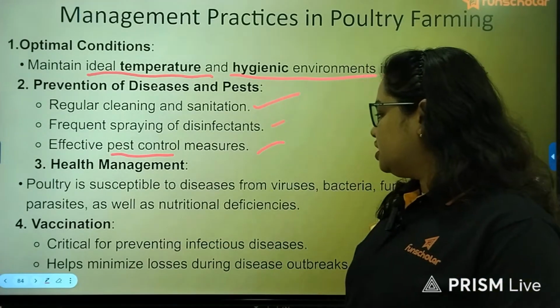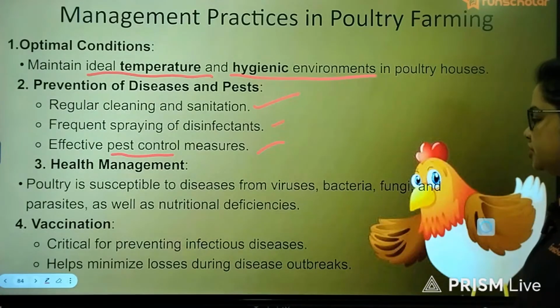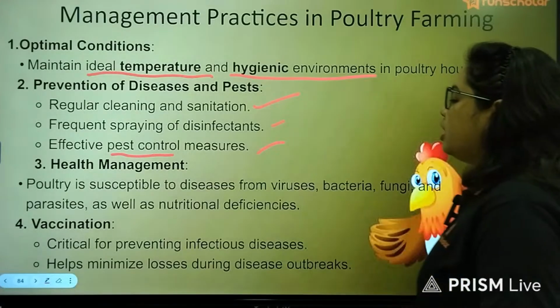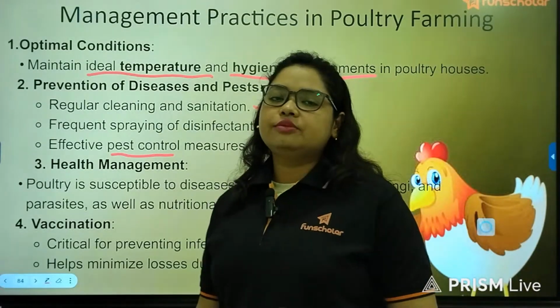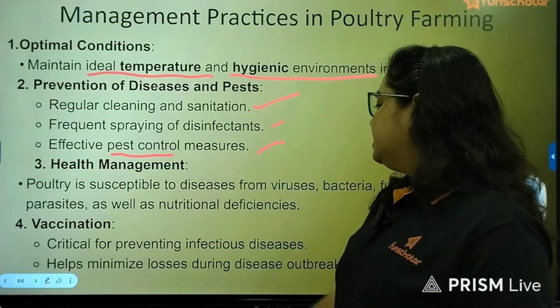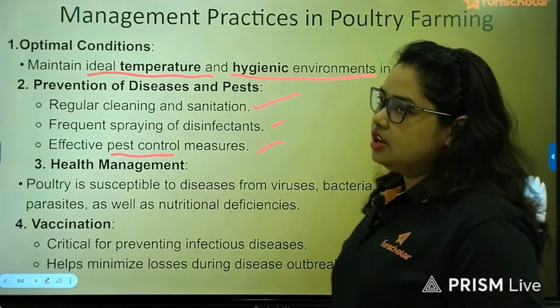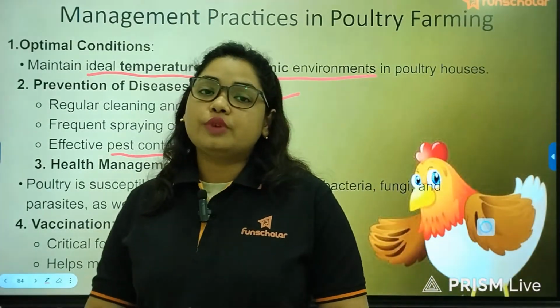Vaccination, as I mentioned earlier, is also critical for preventing the spread of infectious diseases. So if the fowl is vaccinated, then it will develop resistance against the infectious diseases, and this will in turn minimize loss during disease outbreaks. We already know bird flu, swine flu.